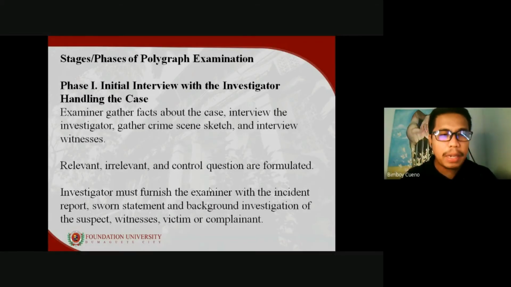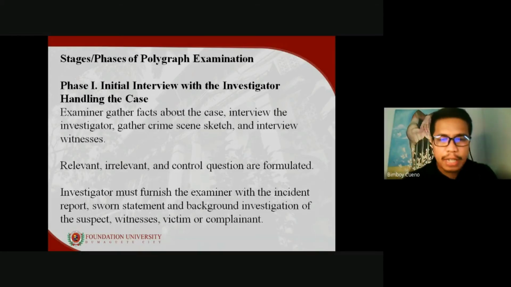Phase 2 will be the pre-test interview. Kung saan metabo sa pre-test, ang polygraph examiner will be interviewing the subject. Phase 3 is on the instrumentation. Meaning, muna ni katong test proper. Okay? Muna ni katong magsugod na sa polygraph examination test. Ikaapat, ang ginatawag og post-test interview. Kinsay mo interview? Polygraph examiner. Kinsay gi-interview? Ang subject.